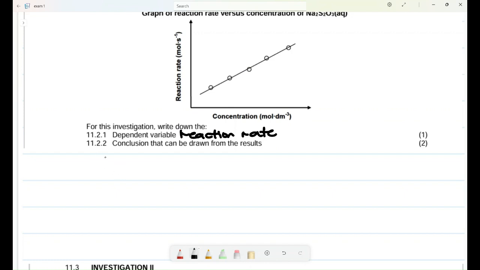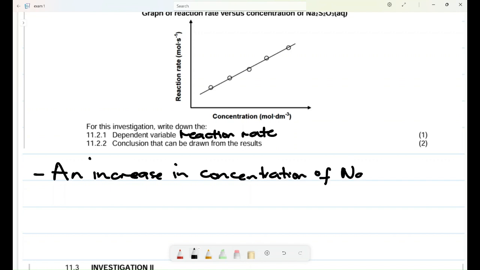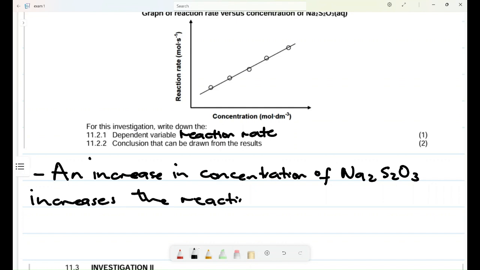Now 1.2.2 says write down the conclusion that can be drawn from the graph. An increase in concentration of sodium thiosulfate increases the reaction rate. Very good and easy marks. Okay.